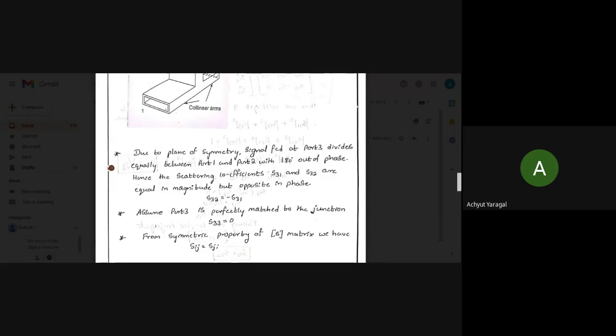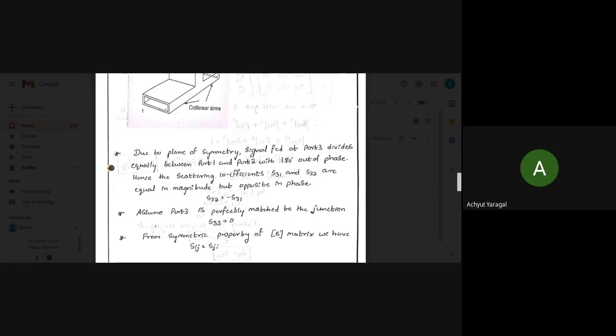And hence, what about the scattering coefficients? We have to write the S matrix for this E-plane T. The S matrix is again S11, S12, S13, like this, S21, S22, S23, and S31, S32, S33. All these 9 S parameters we have to write for this E-plane T.